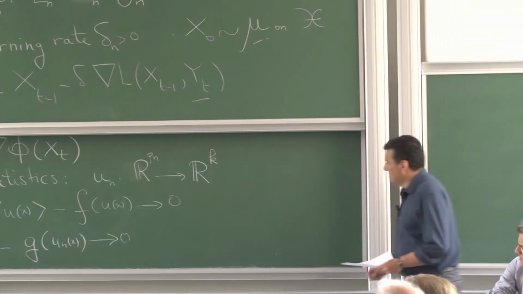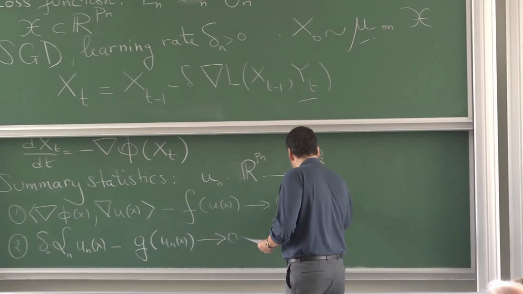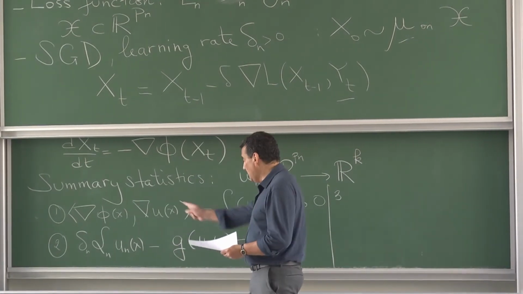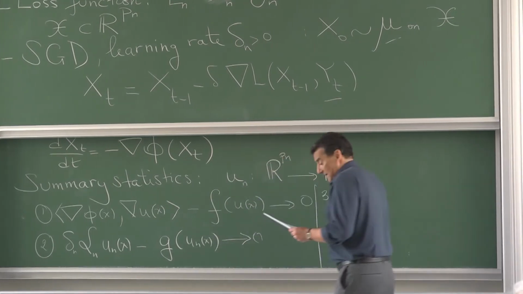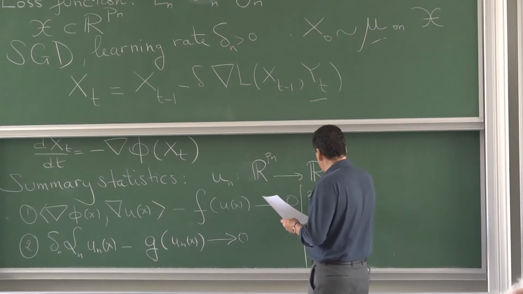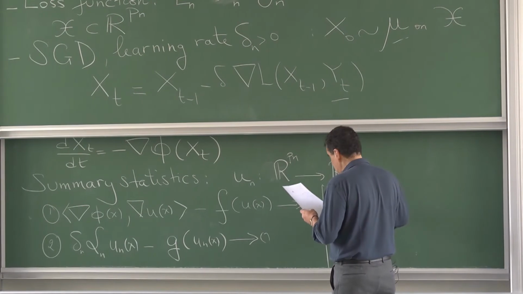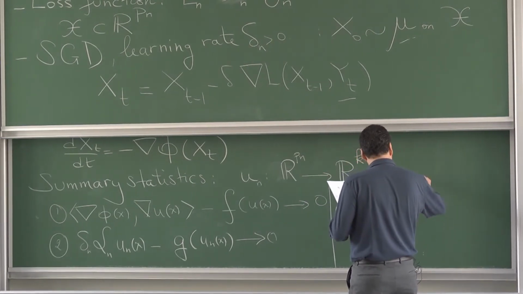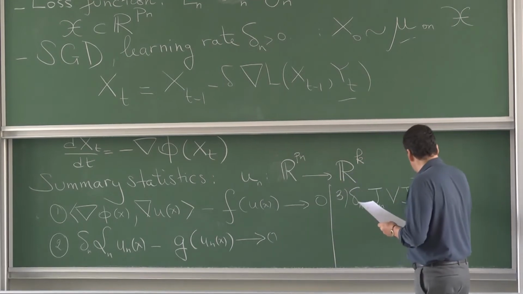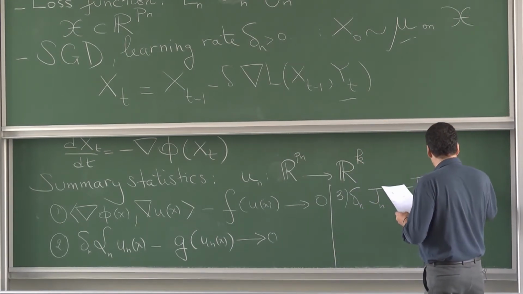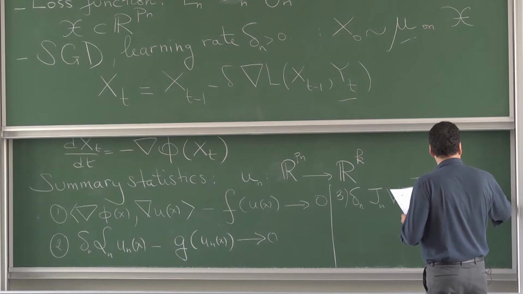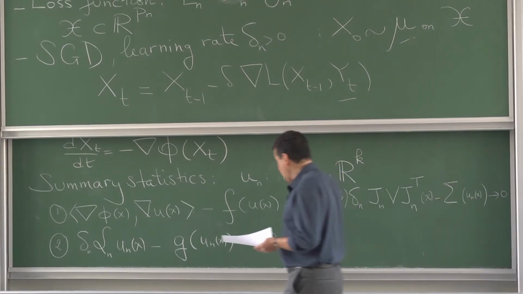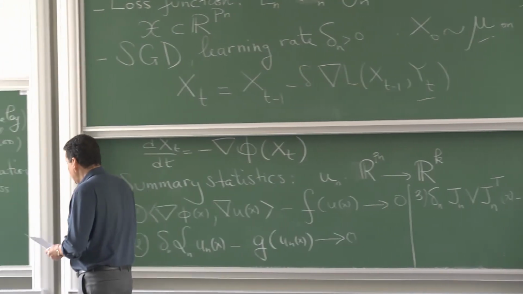So, and third, okay, if you don't like this, put a big dot here. Yeah, it's the inner product. And third, you would have delta n, the step size, times J, V, J_n transpose of x, minus some matrix sigma of u_n of x, go to 0. So here I have to tell you what J and L and V are.